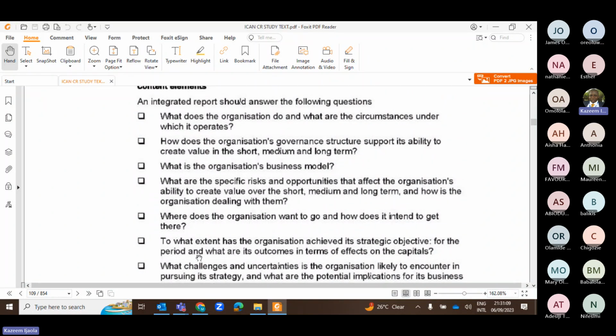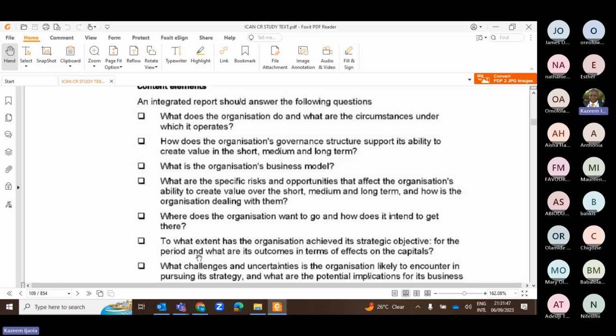So these are some of the contents of integrated reporting. All these questions here are things that a good integrated report should answer. The first one is, what does the organization do, and what are the circumstances under which it operates? You should be able to answer this in the integrated report. Then, how does the organization's governance structure support its ability to create value in the short, medium, and long term? These questions too should be answered in your integrated report. Then, what is the organization's business model? These and many more.